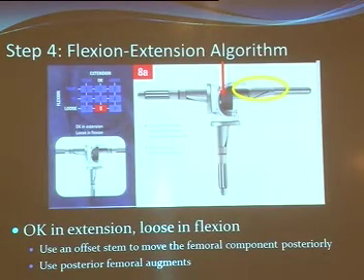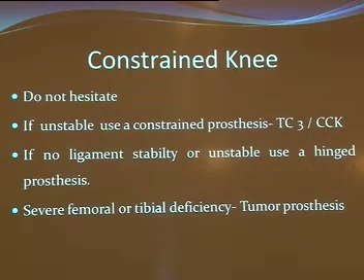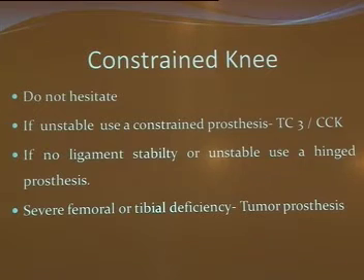And if it is okay in extension and loose in flexion, use an offset stem to move the femoral component posteriorly. And the last is, if it is loose on both sides, you can just use a thicker polyethylene. After all this flexion algorithm has been used, many a time we find the knee is well balanced and the need for constrained components is not required. The whole purpose of this exercise and these steps is to avoid the constrained components.